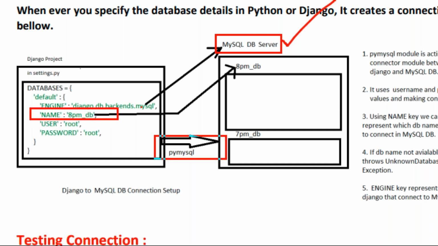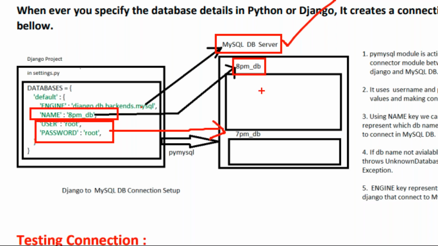Okay, and using the PyMySQL module, this is a third-party module, this is making the connection between Django and MySQL DB, guys. By taking this username and password, it first makes the connection to the MySQL server, and then later checks whether the 8pm DB is there or not inside it. If it's there, it connects, otherwise it throws an unknown database error, guys.